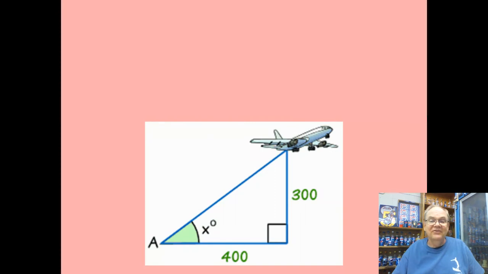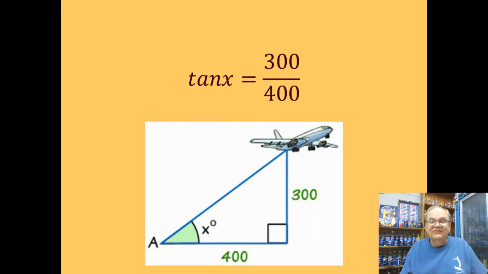Here's another one. In this problem, what we're trying to find is the angle, and we know the opposite side, we know the adjacent leg. Well, that's tangent, and that's why I would write something like tangent of x equals 300 over 400. Again, I always put the angle right after the trig function. Tangent x equals 300 over 400.